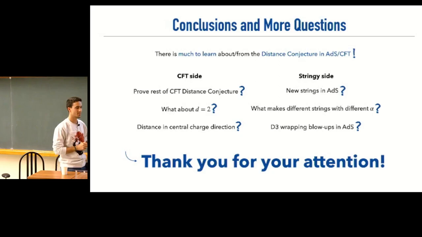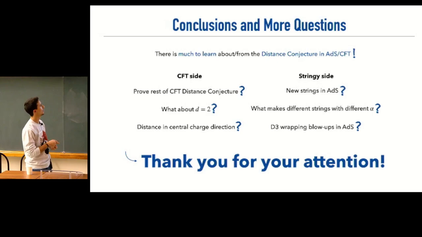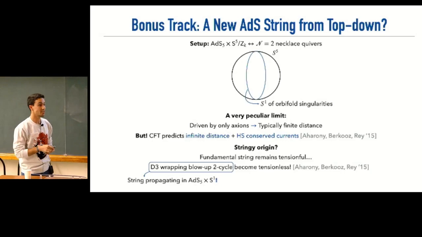Thanks. Could you say a bit more about the D3 branes that become tensionless? Why are they becoming tensionless? Is it because the two-cycle is going to zero or something? No, the two-cycle is stabilized already at zero. So the cycle has zero volume.